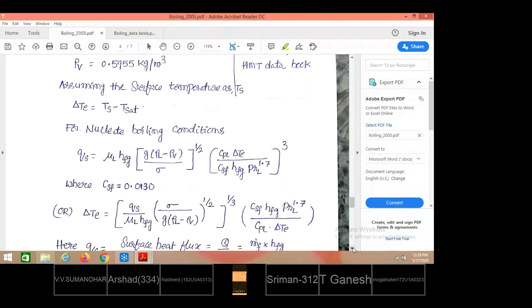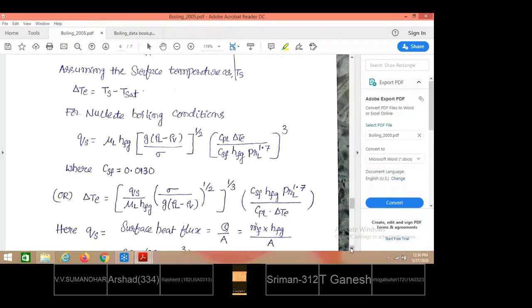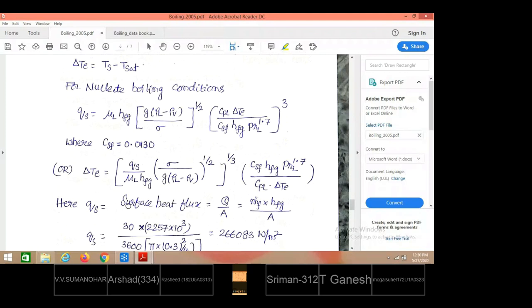For nucleate boiling conditions, according to the Rohsenow equation, Qs equals this. For the copper and water combination, the C_sf value is taken from the data book, and I am substituting that here. On substitution I can get the delta T_e value. After knowing delta T_e, which can be written as Ts minus T saturation, and knowing T saturation as 100, Ts can be obtained. That is our requirement from the problem. So delta T_e I must get from this whole relation.